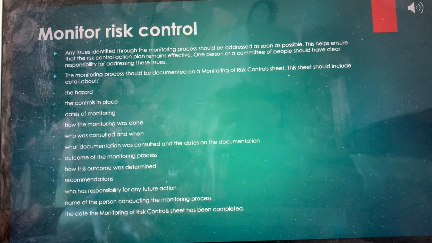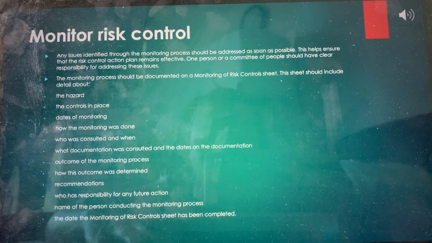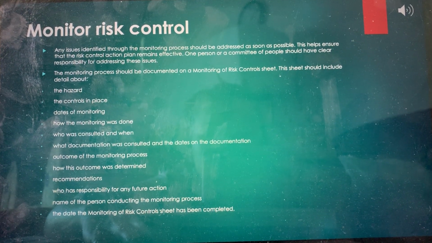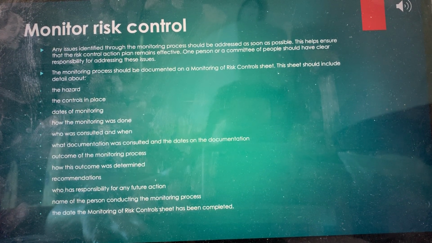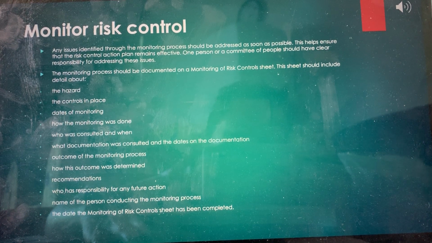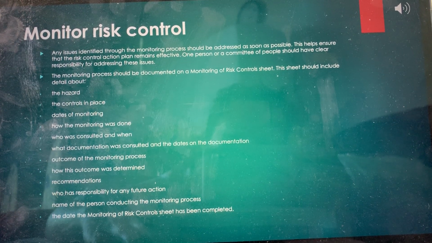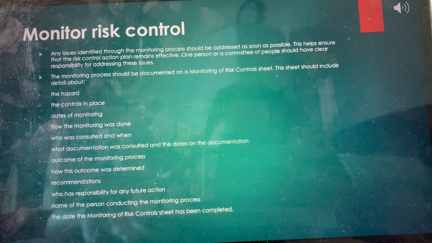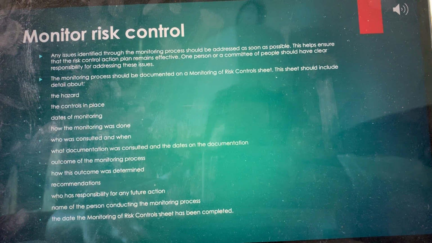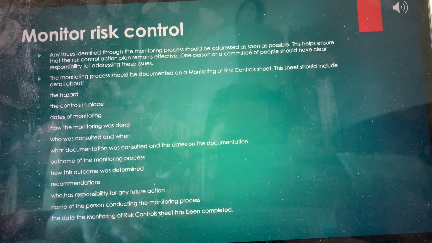This sheet should include details about the hazard, the control in place, dates of monitoring, how the monitoring was done, who was consulted and when, what documentation was consulted, and the dates on the documentation. Also the outcome of the monitoring process, how this outcome was determined, recommendations, who has responsibility for any future action, the name of the person conducting the monitoring process, and the date the monitoring of risk control sheet has been completed.